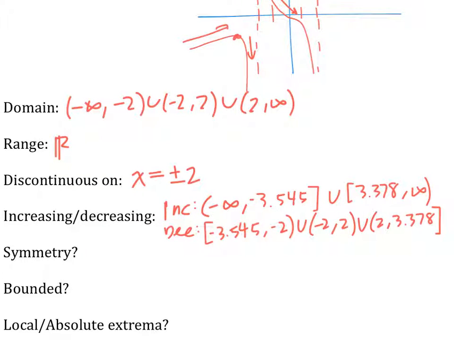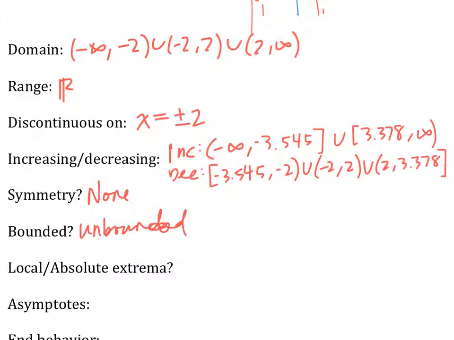Alana, do you have the symmetry? Yes. So this one is none, no symmetry. It might look like it's odd, but if you try to do the check, it's not gonna work. Hold on, let me finish and then we'll take questions. Allison, boundedness? Yes, unbounded.